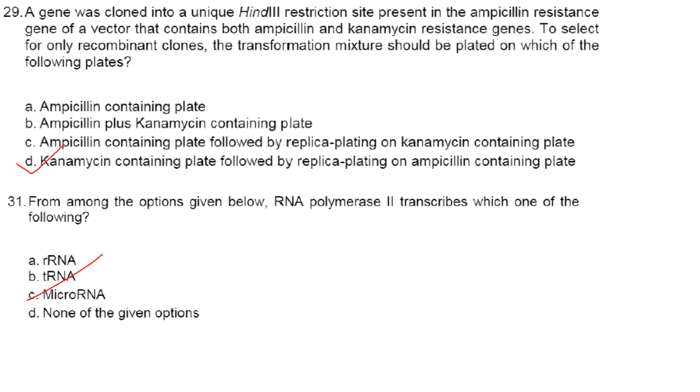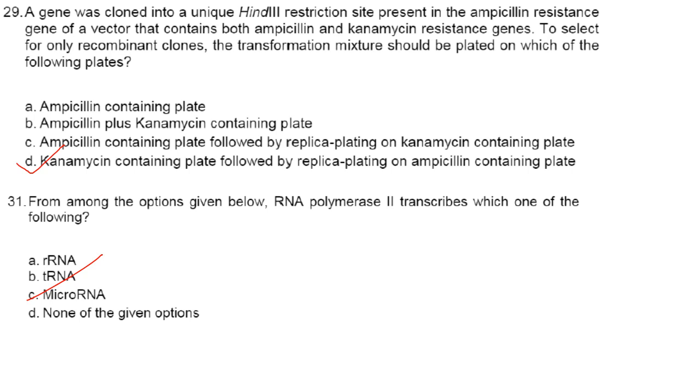A gene was cloned into a unique HindIII restriction site present in the ampicillin resistance gene of a vector that contains both ampicillin and kanamycin resistance genes. To select for only recombinant clones, the transformation mixture should be plated on which of the following plates? Now the ampicillin resistance gene became non-functional upon cutting it with HindIII and inserting the gene of interest. So option A, ampicillin containing plates: the recombinant will die, so that is not the answer. Then ampicillin plus kanamycin containing plate: there also the recombinant dies.